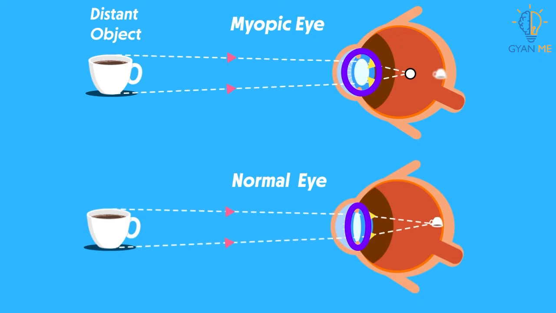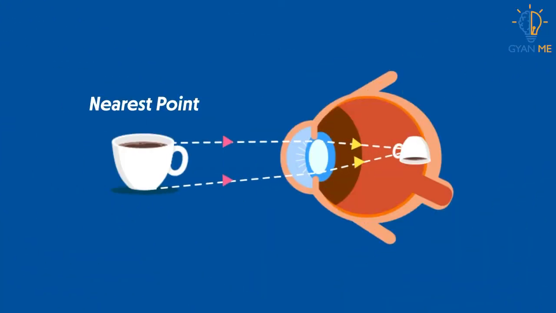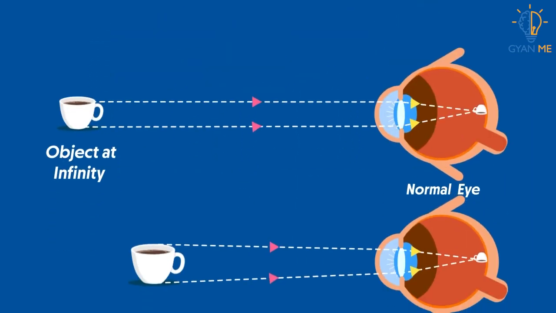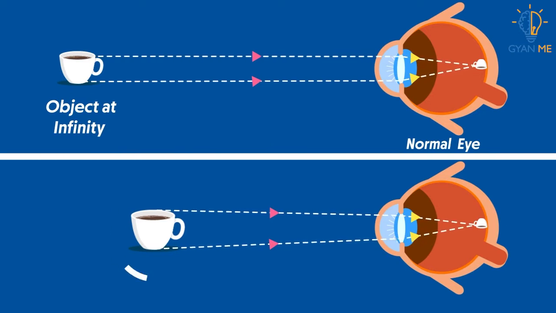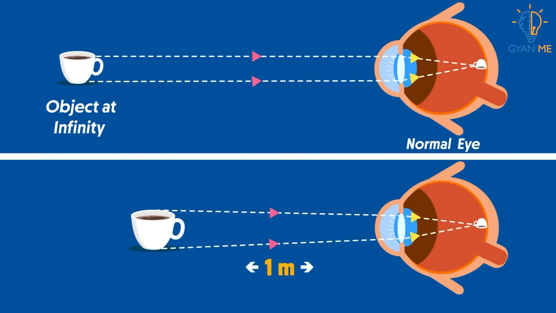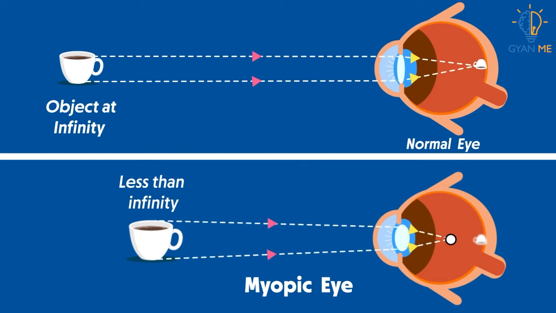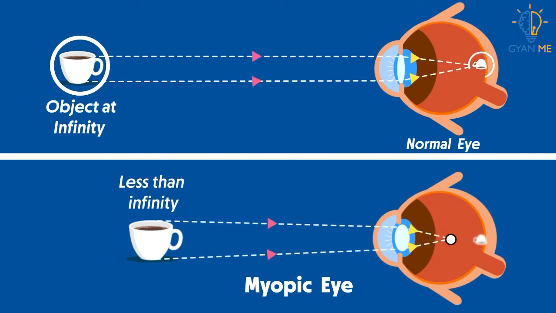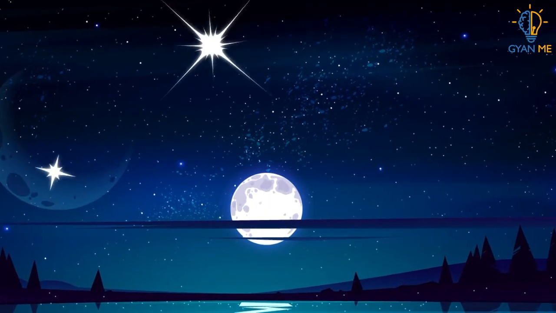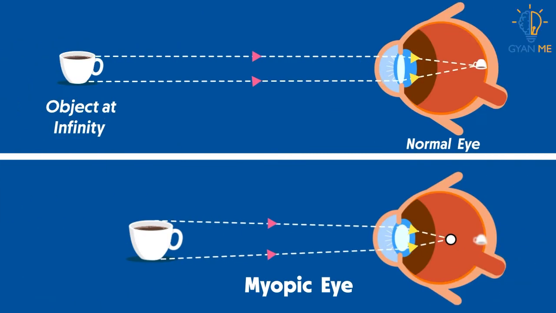In other words, for such people, the nearest point remains the same, that is 25 cm. But the distant point moves from an infinite distance and comes close to the eye. In fact, for some people, this far away point comes as close as 1 meter. We know that the far point of a myopic eye is less than infinity. This is because a normal person can see objects at infinite distance clearly, right? Yes, and that's the reason why we can see stars so clearly. Now for myopic people, this is not true.